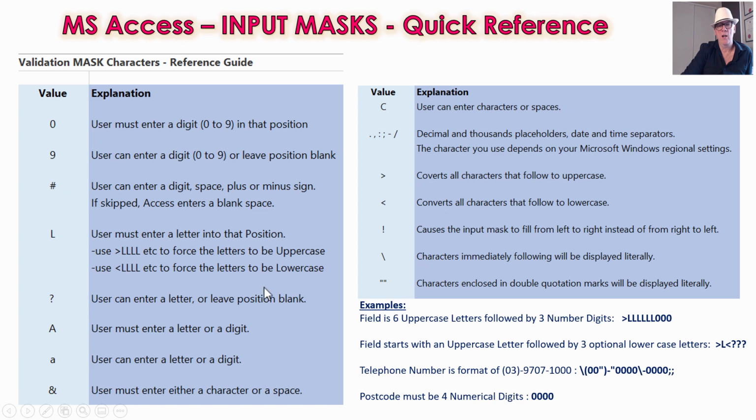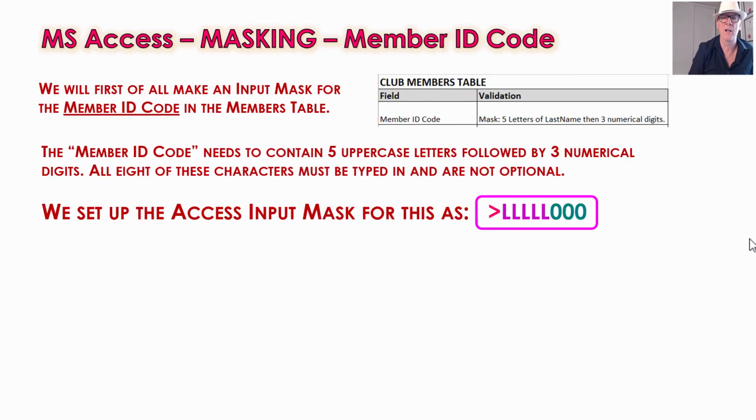But anyway, look, we're not going to use all of these, but here they are for reference if you want to look at them anytime and experiment around with validation. But let's get into it, doing the member ID code.